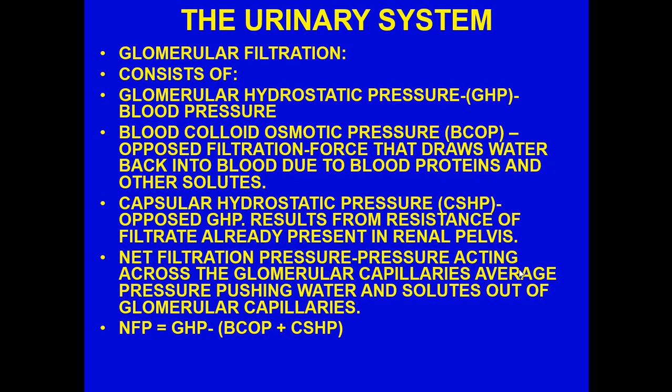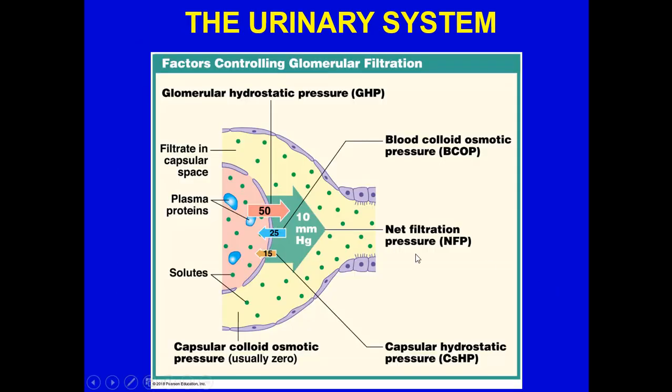So how do you determine net filtration pressure? This is pressure acting across the glomerular capillaries, the average pressure pushing water and solutes out. You start off with your GHP, and you add together the BCOP and CSHP. GHP minus that summation gives you the net filtration pressure, which you would see right here. Net filtration pressure, so many millimeters of mercury.